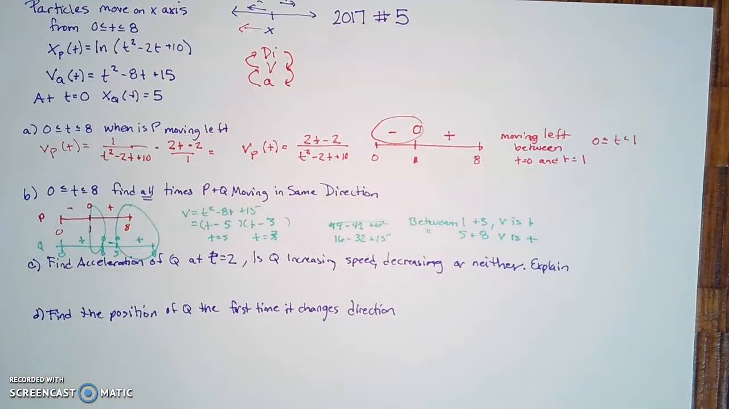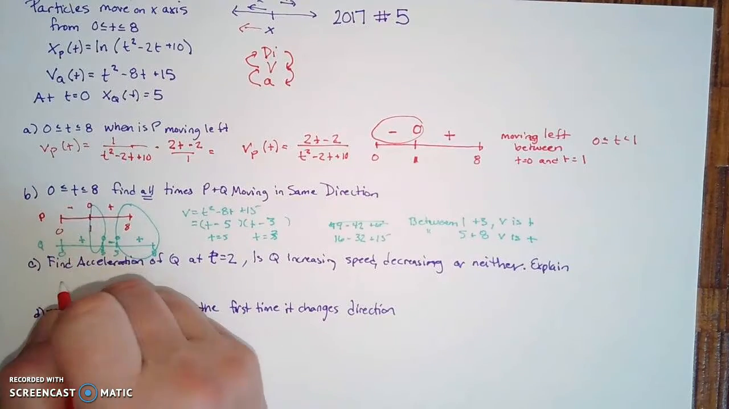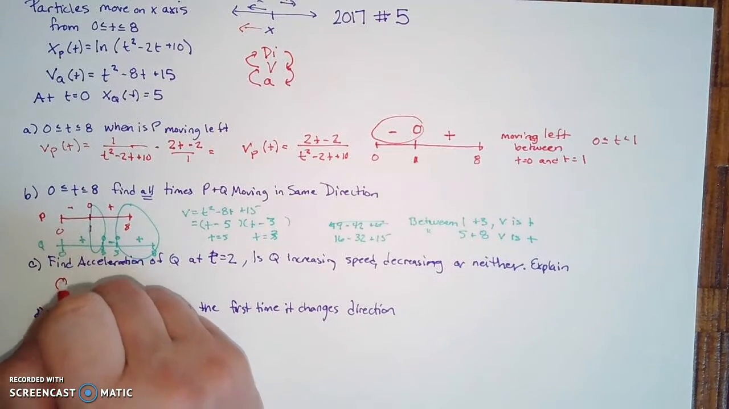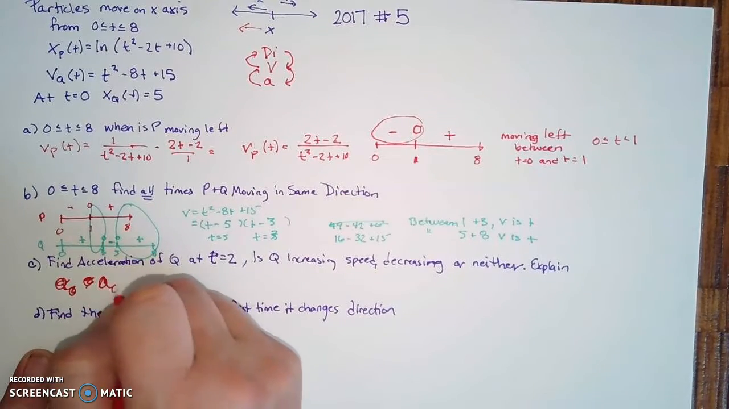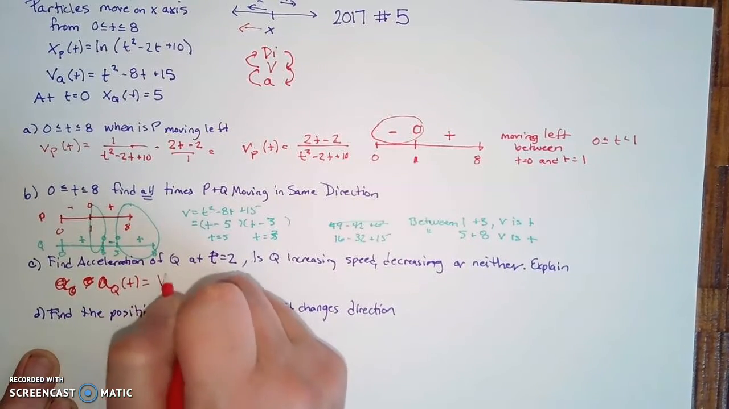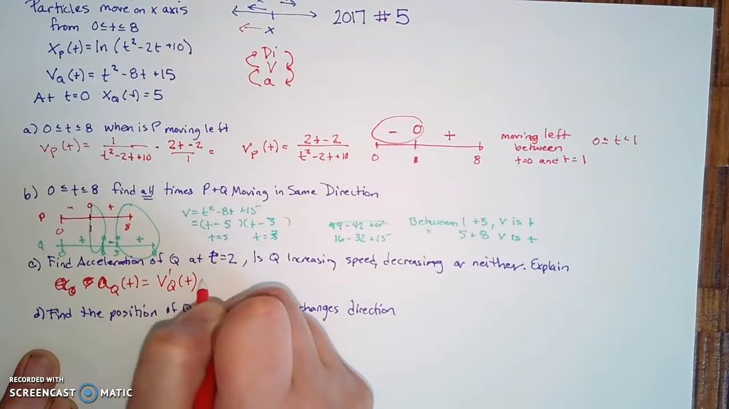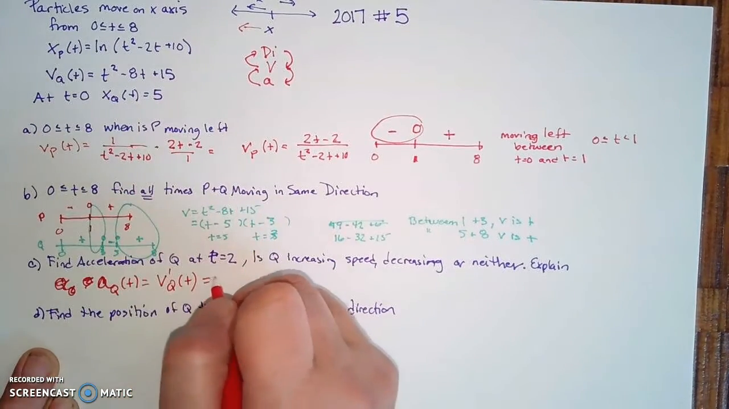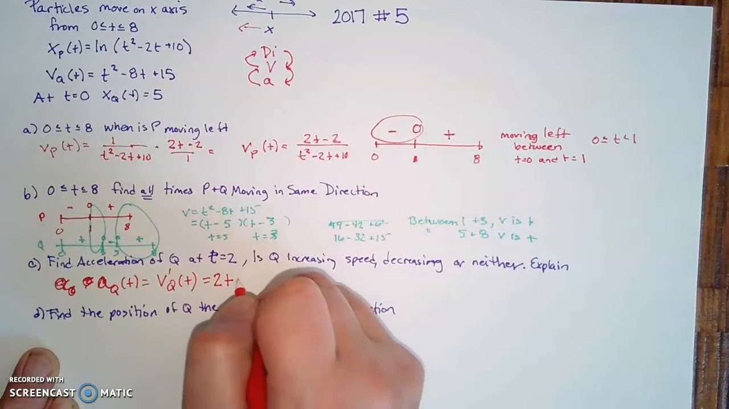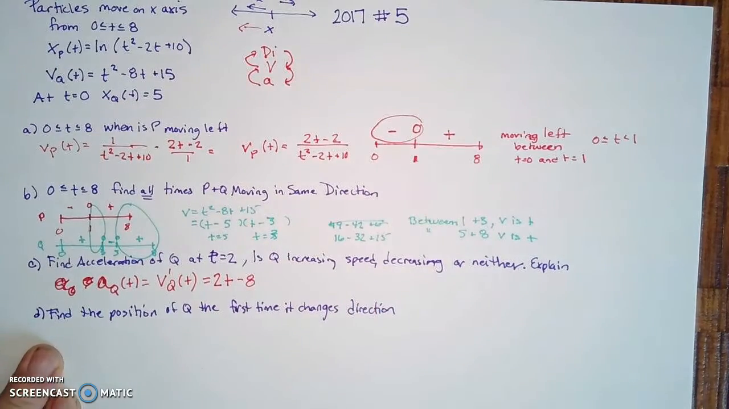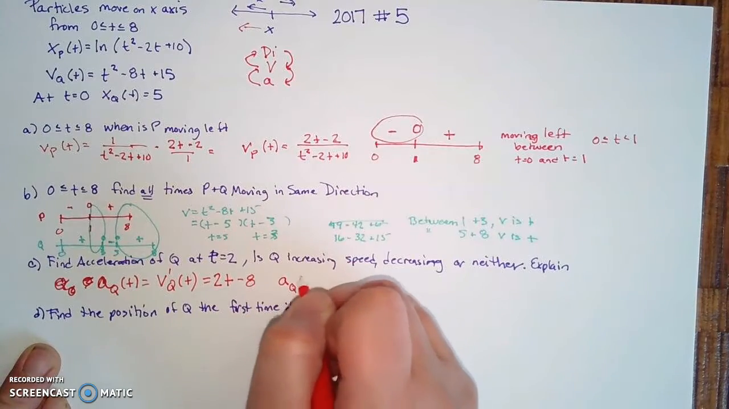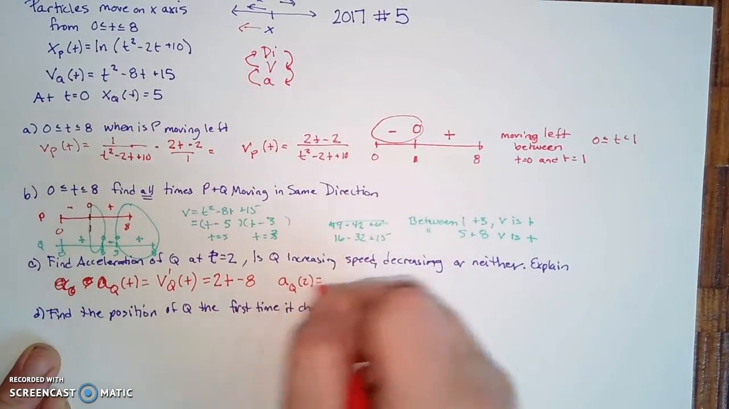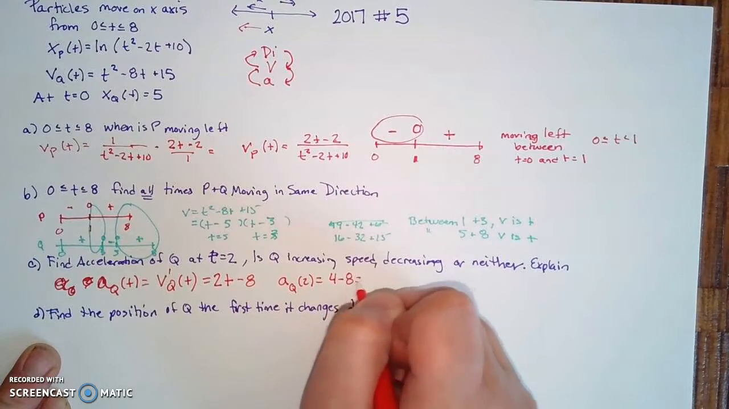Let me get a different color here. I'm going to write more symbols than I have to. A sub q of t equals v prime of q of t, more symbols than I need, equals, taking the derivative there, 2t minus 8. And they want me to find the acceleration at time 2. A sub q at 2 equals 2 times 2 is 4, minus 8, which equals negative 4.